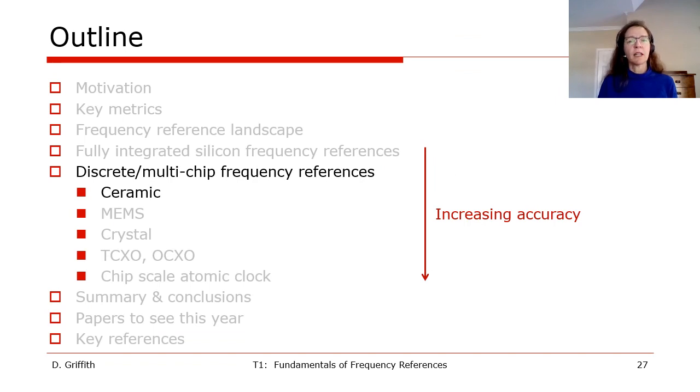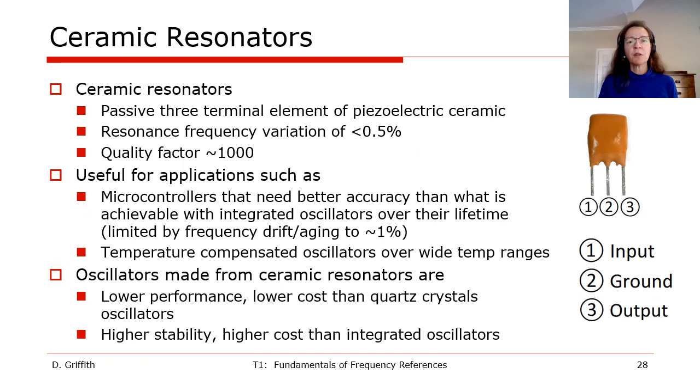Now we'll move on to the next category of frequency references, which is oscillators made with ceramic resonators. Ceramic resonators are passive three-terminal devices of piezoelectric ceramic. An example is shown to the right. Their resonance frequency variation over temperature and manufacturing tolerance is typically less than 0.5%. The quality factor is around 1,000, which we'll discuss more on the following slides. They're useful for applications such as microcontrollers that need better accuracy than what's achievable with integrated oscillators over their lifetime, which, as we've seen, can be limited by aging to around 1%.